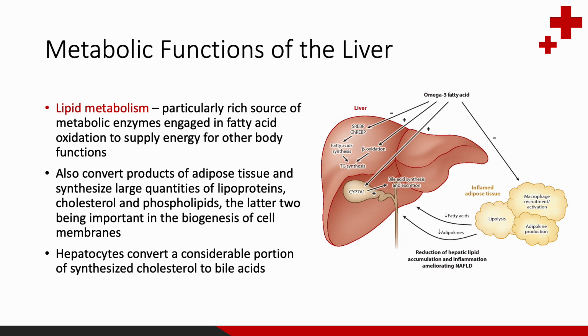Lipid metabolism also occurs in the liver, with a rich source of metabolic enzymes engaged in fatty acid oxidation to supply energy for other body functions. These enzymes also convert products of adipose tissue and synthesize large quantities of lipoproteins, cholesterol, and phospholipids, the latter two being important in the biogenesis of cell membranes. Finally, hepatocytes can also convert a considerable portion of synthesized cholesterol to bile acids.